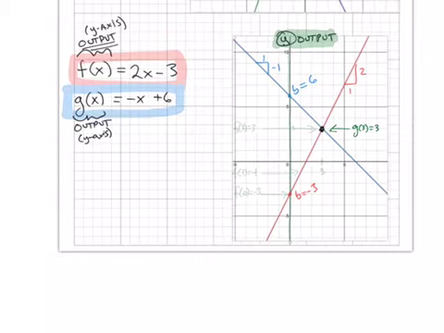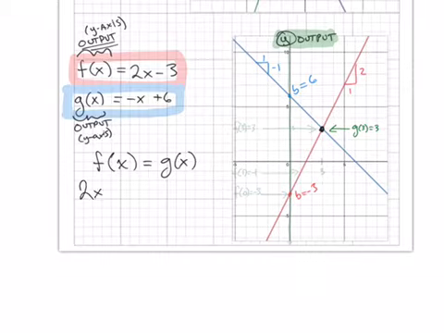And so what we're looking for is the place where the output of f is equal to the output of g. So we're going to set the output of the red function equal to the output of the blue function. And this next step is the step known as substitution. I am going to substitute in, instead of just this symbol, f of x, the entire expression 2x minus 3. I'm going to substitute or replace f of x with the expression 2x minus 3. And I'm going to do the same thing with g of x.